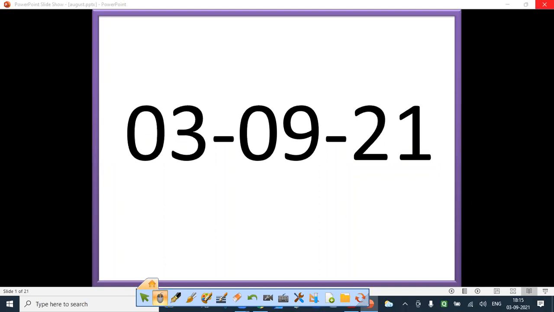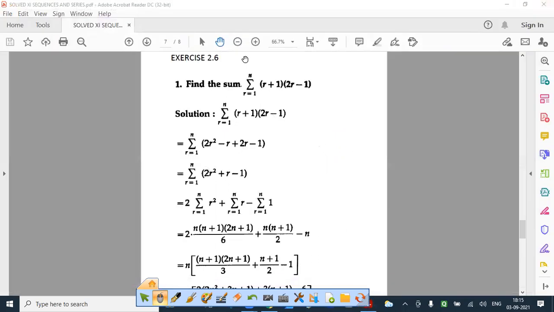Now we start solving sums from exercise 2.6. Let me explain this. Just listen to me. Please do write this after the lecture.